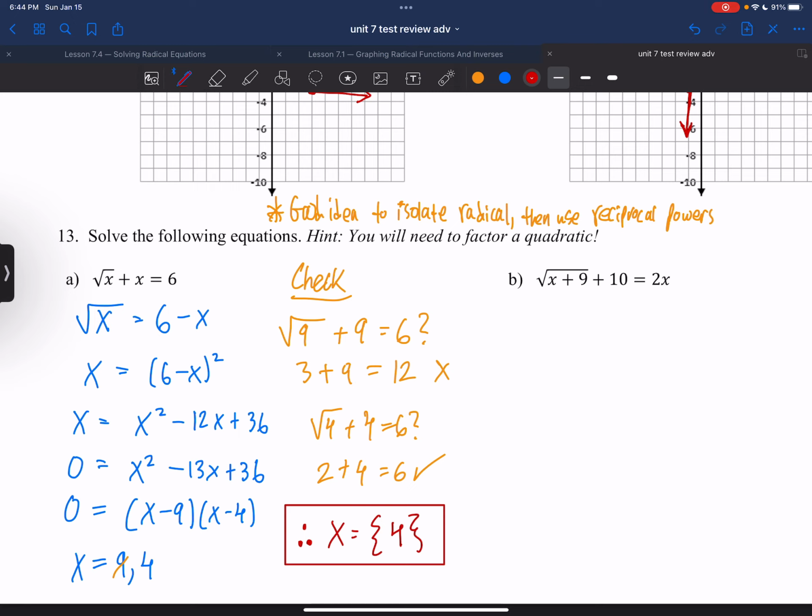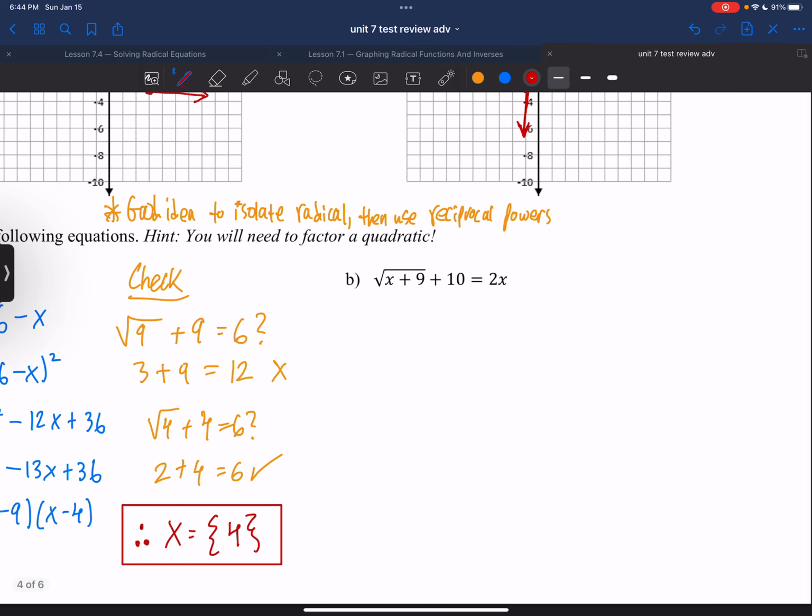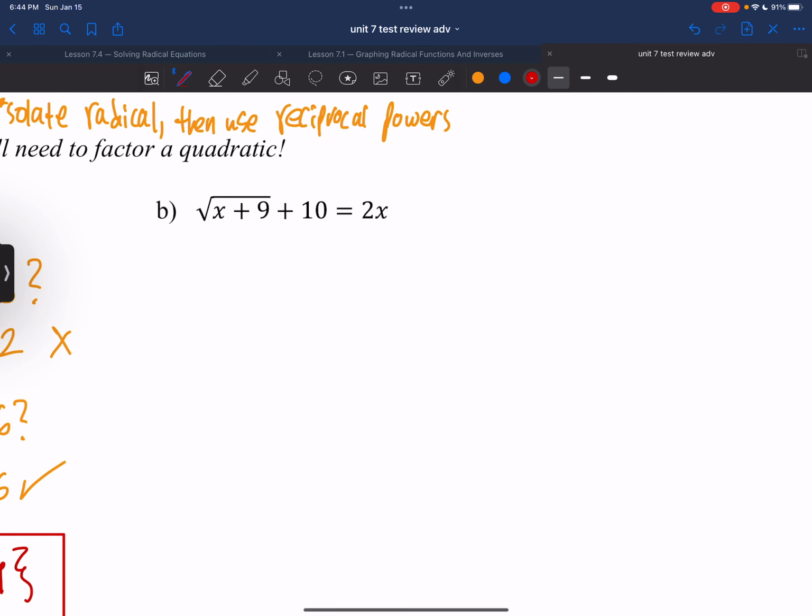That's actually a pretty basic problem. You isolate the radical, and then you square both sides. And then it's just a quadratic that you factor and then check for extraneous. Done. So is there anything else I want to say on this? I don't think so. Okay, letter B.